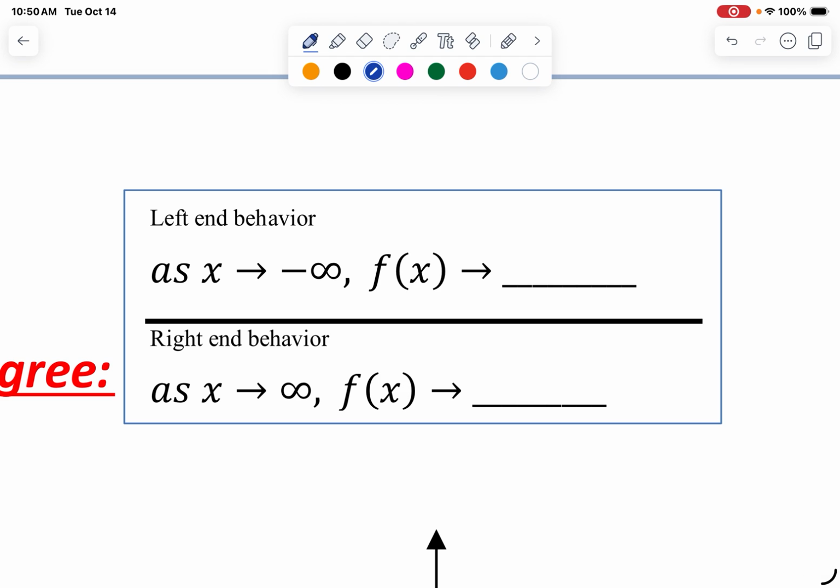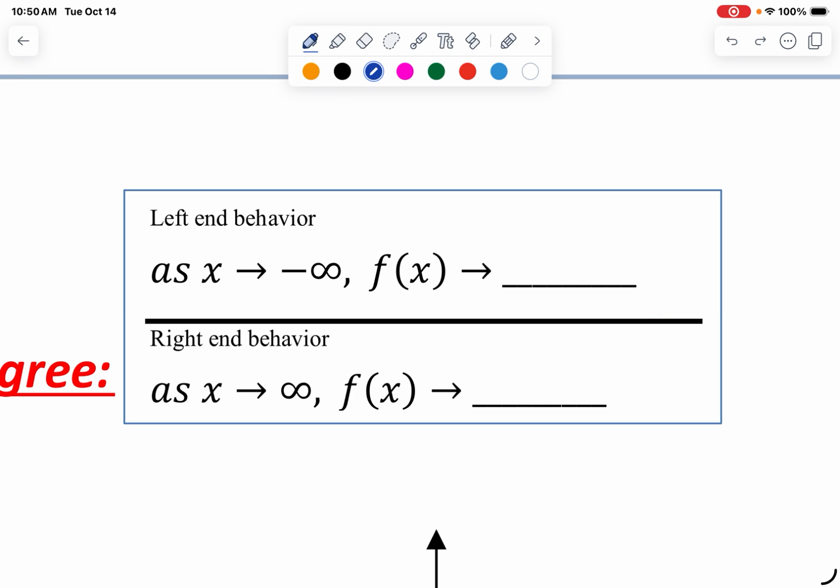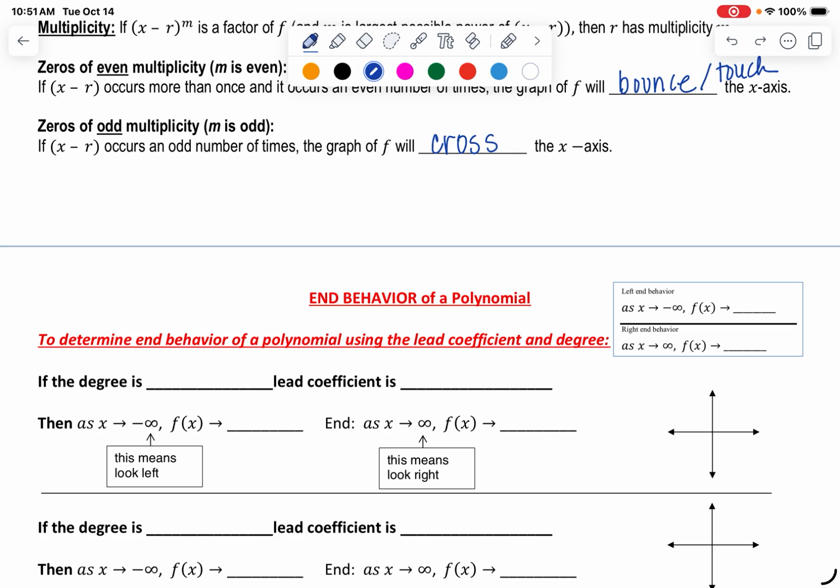The first one is left end behavior. It's as x approaches negative infinity, what is happening to the function. Basically, as you look left on your graph, is the function pointed upward or downward? That's what you're answering there. If there's an arrow pointing upward, it's positive infinity. If there's an arrow pointing downward, it's negative infinity. To determine what's happening to the graph, we are going to use the degree and the lead coefficient.